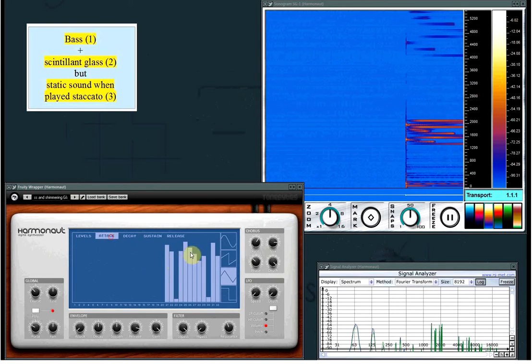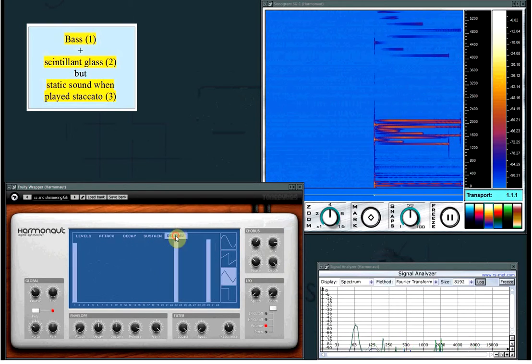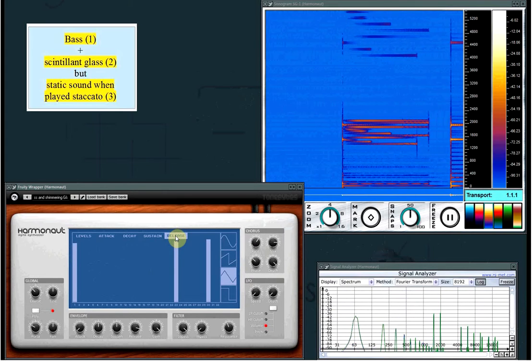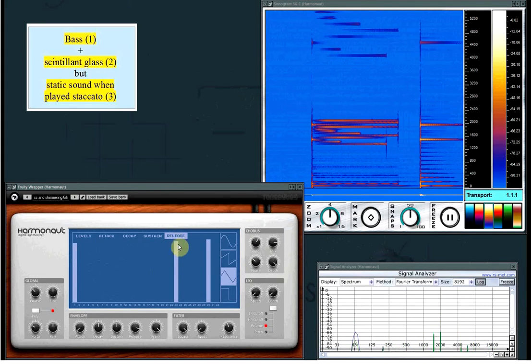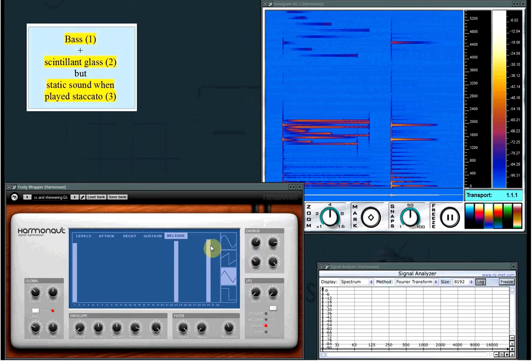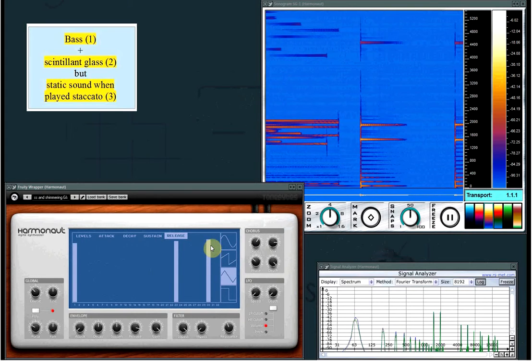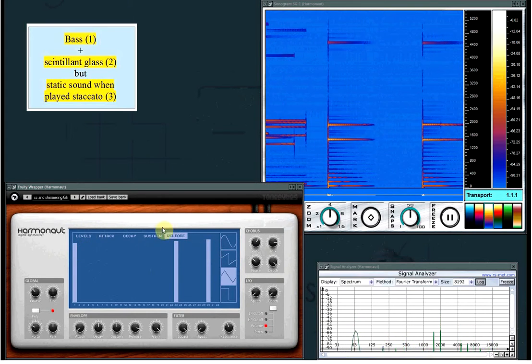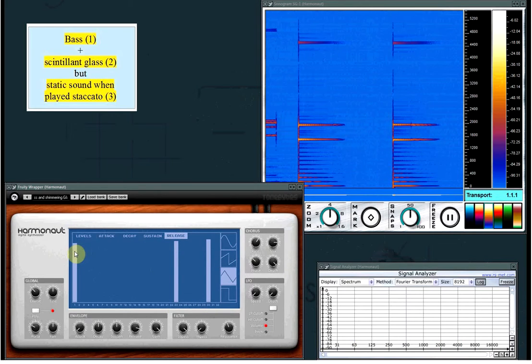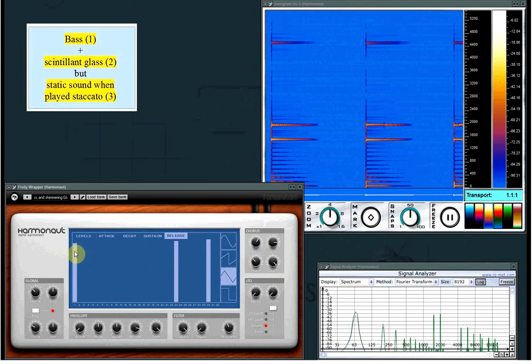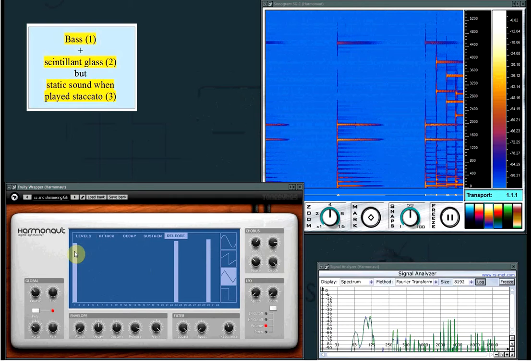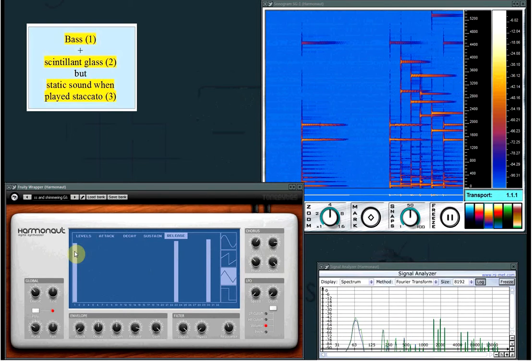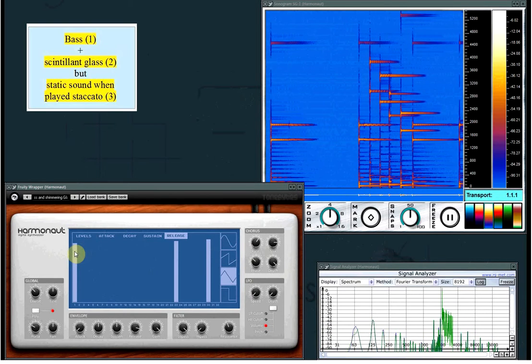Legato. And now staccato. And it's static. The release of both high harmonics is equal. And they both are equal to the fundamental. And played legato.